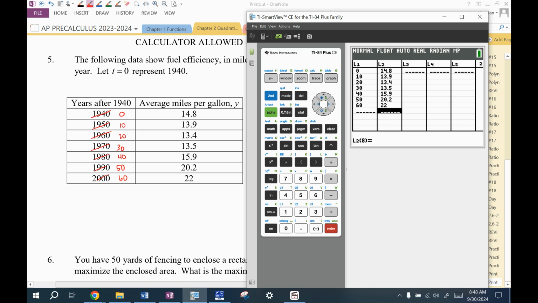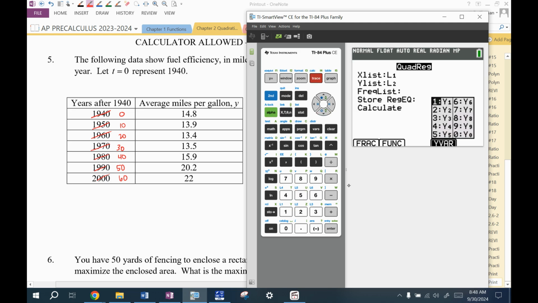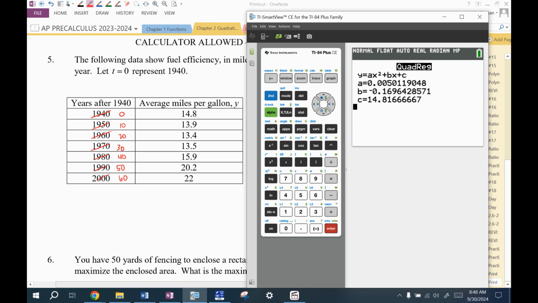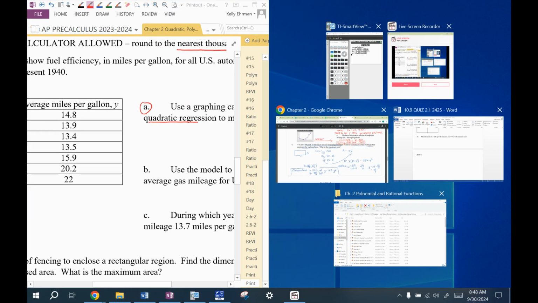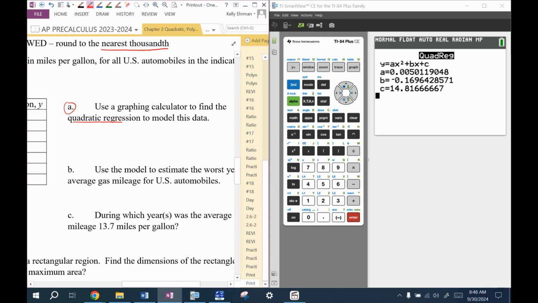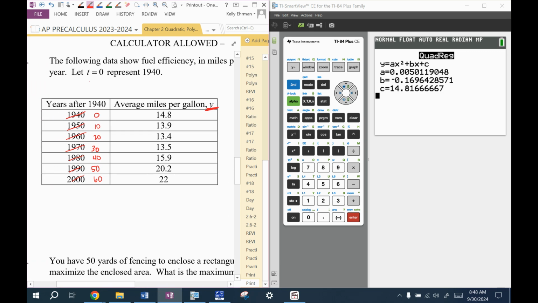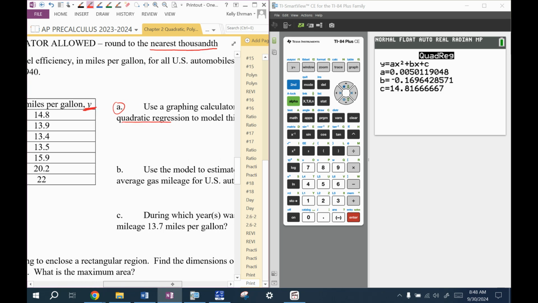Okay, to get the quadratic regression, we do stat, calc, choose option 5, quadratic regression, L1 and L2. Remember to store the regression equation so that you have the unrounded equation stored into your y1, and then calculate. So again, I want to write down all of these decimals. So this is going to be, and let's see, are we using y and x? Yes, we're using y here. We're not using x though, we're using t. So let's make sure that we have that.